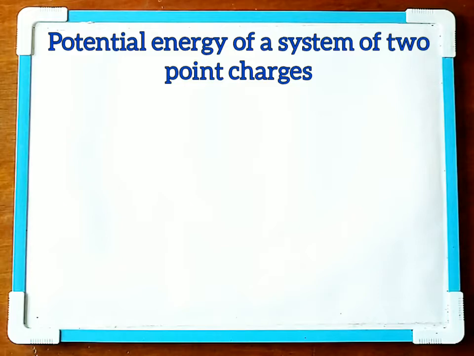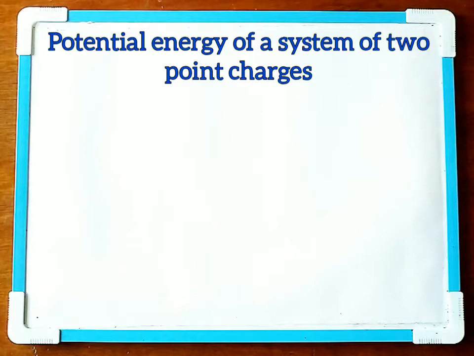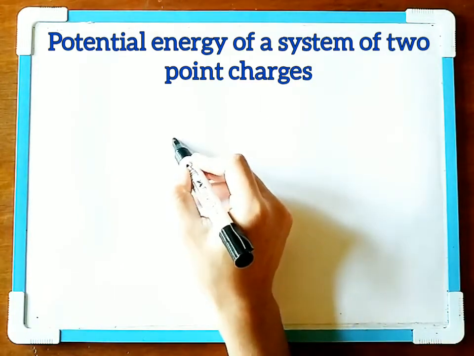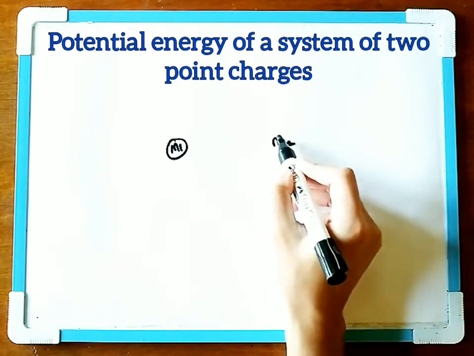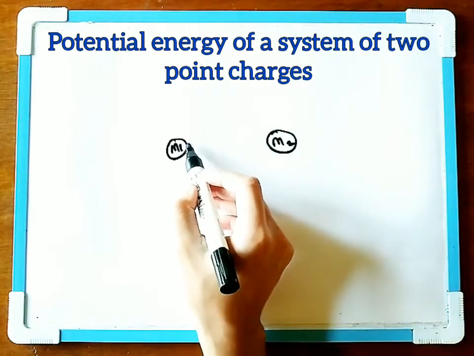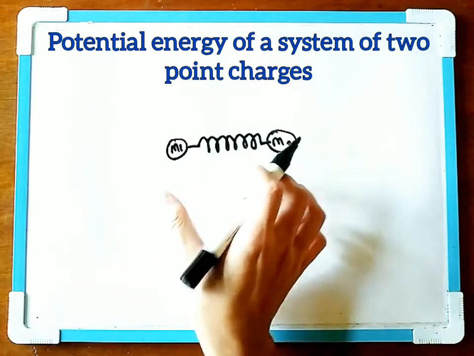Potential energy of a system of 2-point charges. Now the concept of potential energy arises if we have to displace an object from one position to another against some external force. For example, we consider two mass objects, M1 and M2, and suppose the two mass objects are connected by a spring.